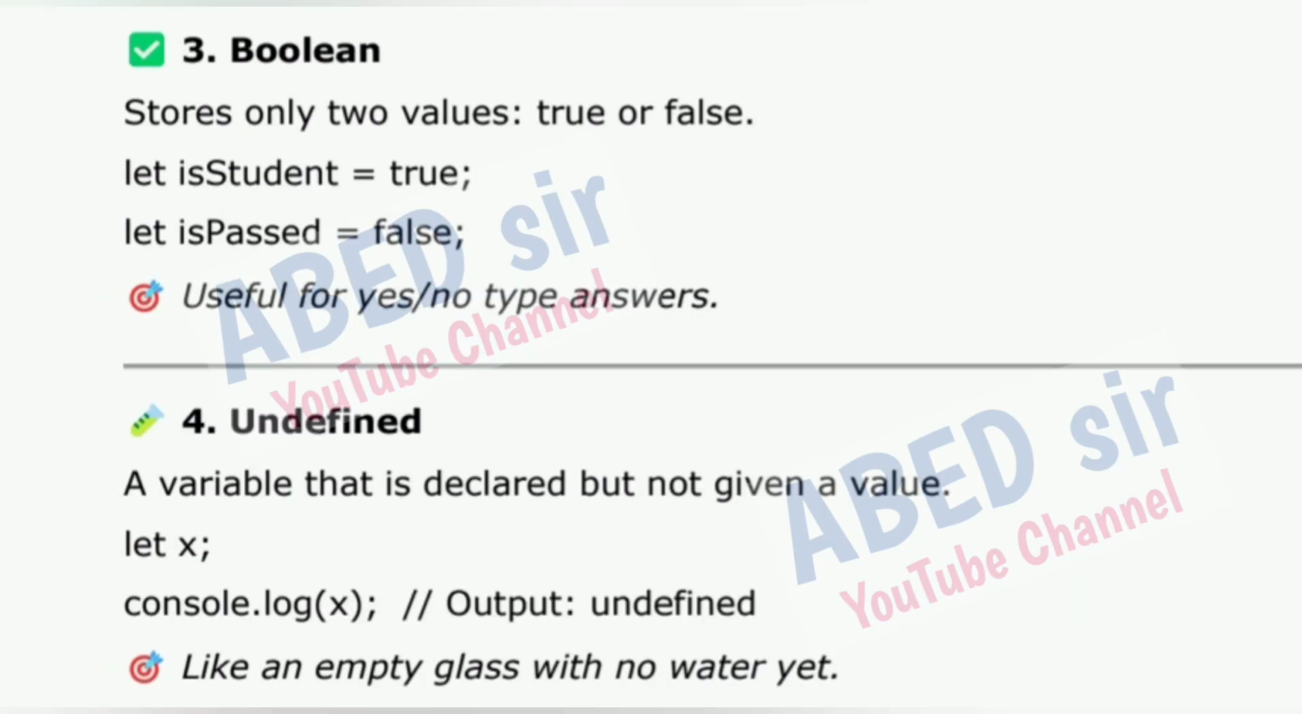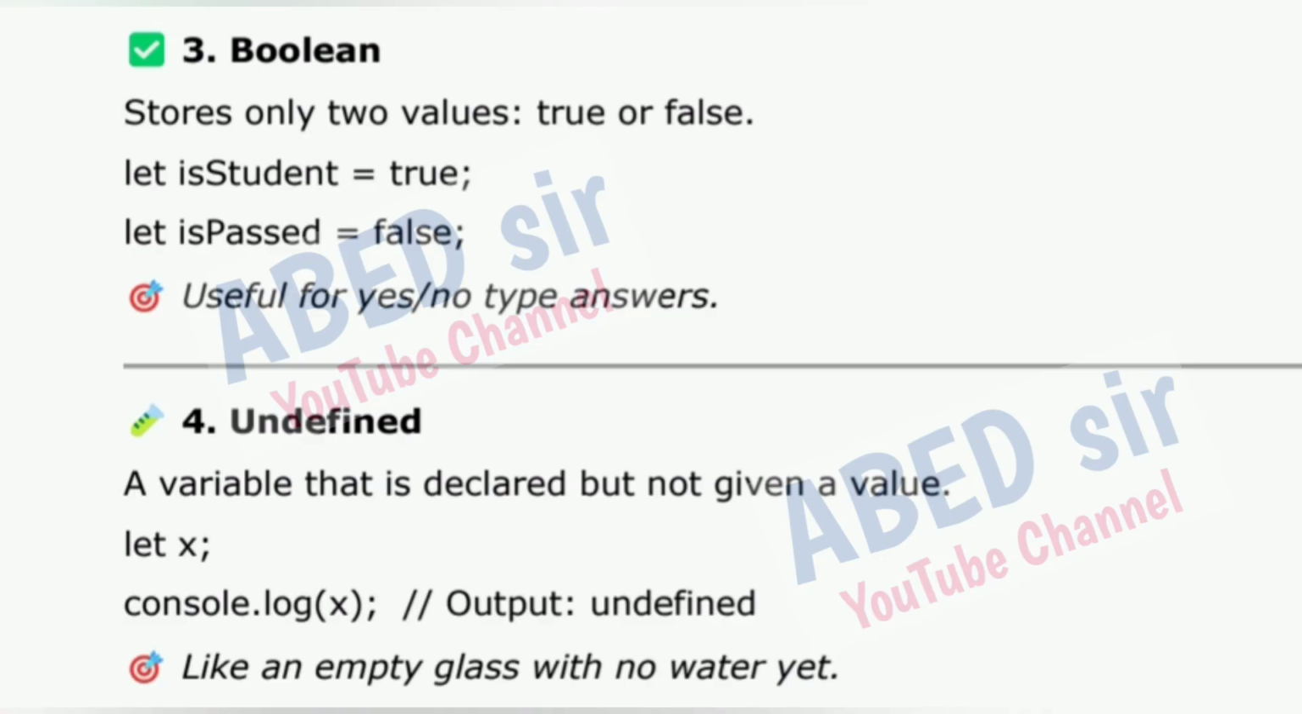3. Boolean. Stores only two values, true or false. let isStudent = true; let isPast = false. Useful for yes-no type answers.